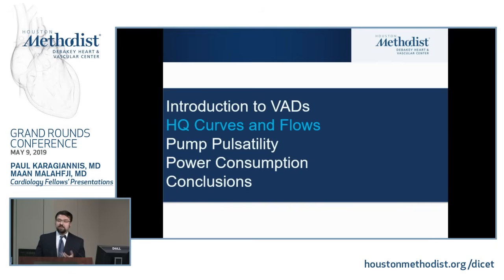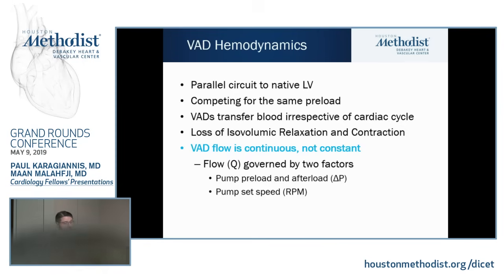To get into the meat of the discussion, we're going to start out with HQ curves. And HQ curves are going to be the dominant, the governing principle for LVAD flow and ultimately LVAD function. So VADs, as we know, are parallel circuits to the native LV. The VAD and the native LV compete for the same preload. The difference, though, is that the VAD is continually working. It's continually transferring blood from the LV into the aorta, irrespective of the cardiac cycle. So it's asynchronous to the cardiac cycle.